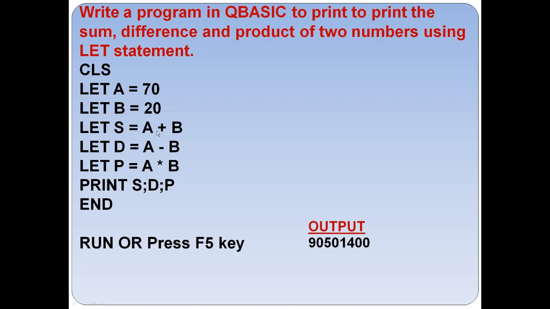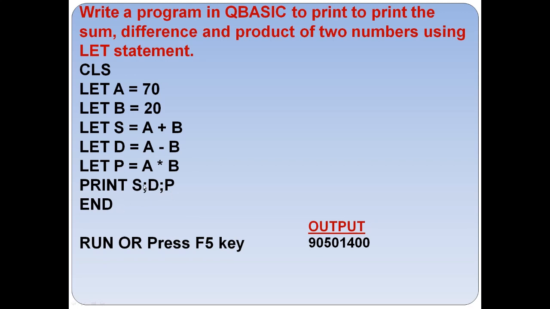Let sum be equal to A plus B. Let difference be equal to A minus B. Let product be equal to A multiplied by B. Print S, D, P. But in the previous program we wrote S comma D comma P, but here we have written S semicolon D semicolon P, then end.